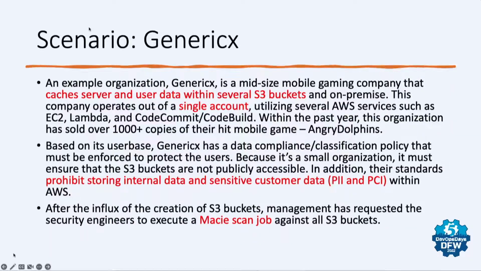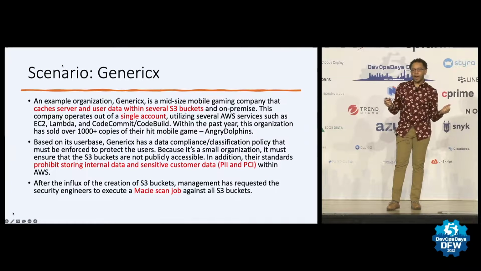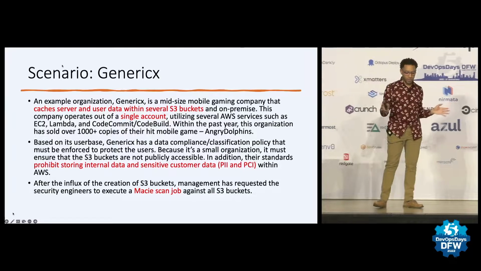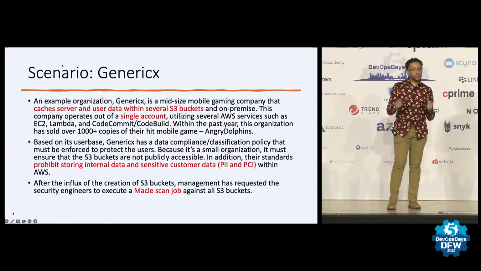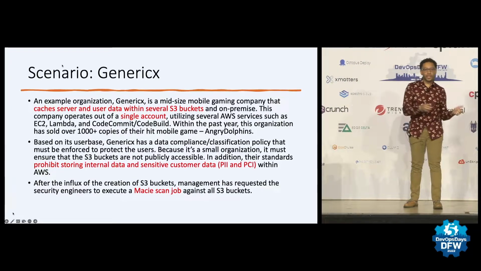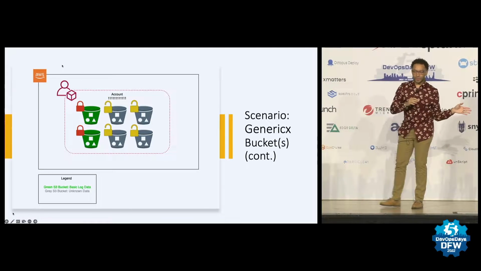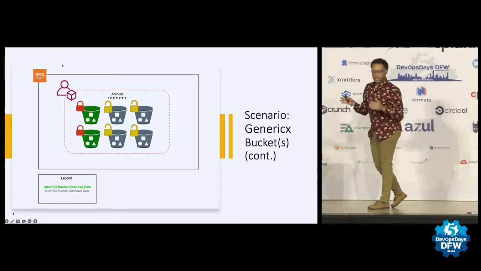They need to ensure that their S3 buckets are not publicly accessible because of this, and that they're prohibiting storing internal data and customer data in those S3 buckets. Because the company is still small and scaling to meet the demands of the business and customers, there's been an influx in the creation of S3 buckets. At this point, management or the CIO decided that they want to use Macie to execute a scan job to see what data is being inserted into these S3 buckets. I know pictures say a lot of words, and the last presentation was a lot of words, so let's look at this architecture diagram.